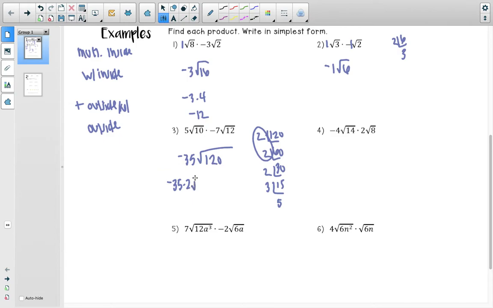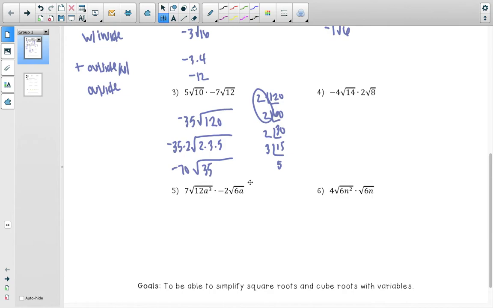Okay. And then you have the square root of 2 times 3 times 5. So 35 times 2 is going to be negative 70. And then 2 times 3 is 6, and 6 times 5 is 30. So that's your answer. Okay. I'm going to skip down to number 5 and 6 because those are variables, and then I will cut this video off and do another one.